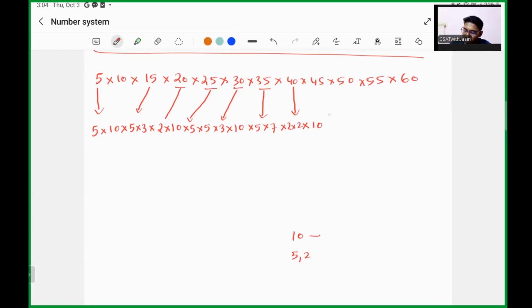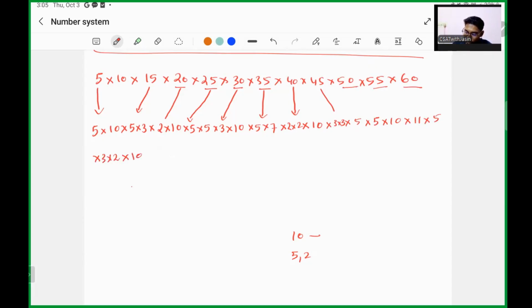That is very important. Now 45, you can write it as 9 into 5. If you want, you can write 9 as 3 into 3, but it doesn't matter. Why? Because our interest is only 5, 2 and 10. 9, even if you don't split it into 3 into 3, it's okay. Now 50, you can write as 5 into 10. 55, you can write as 11 into 5. 60, you need to write as 6 into 10. Again, 6 you can write as 3 into 2, because there is one 2 inside 6. Now that's it, right? So this is our split version.